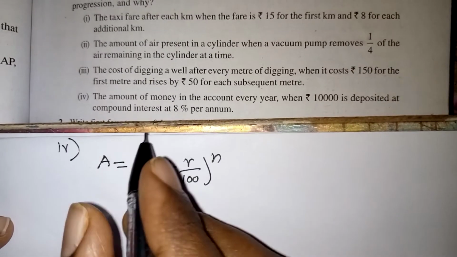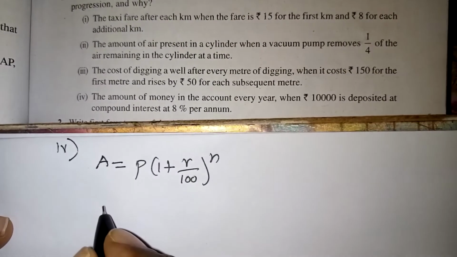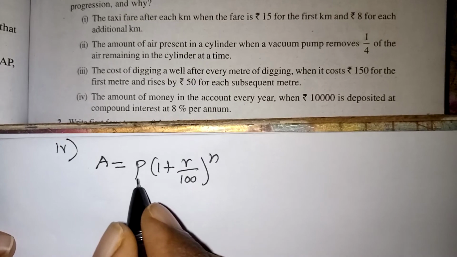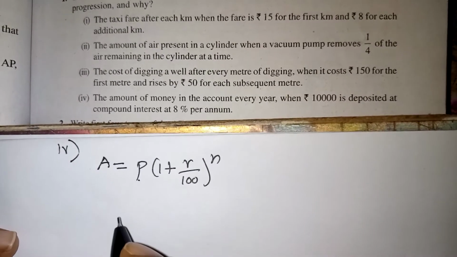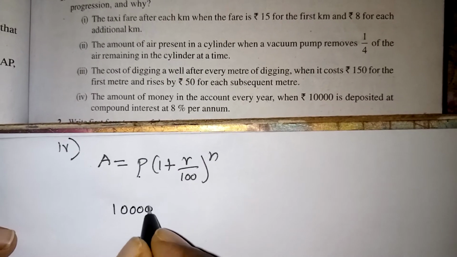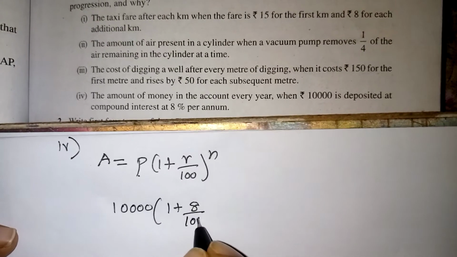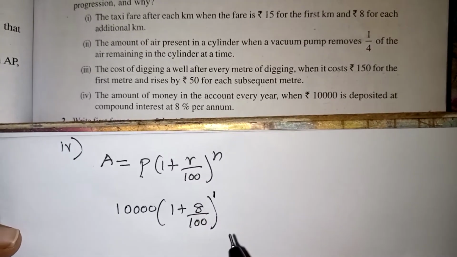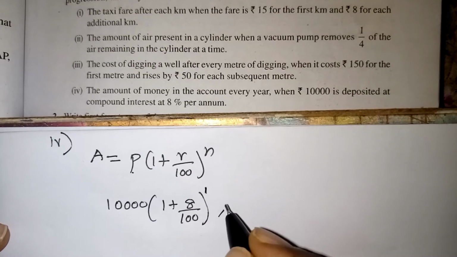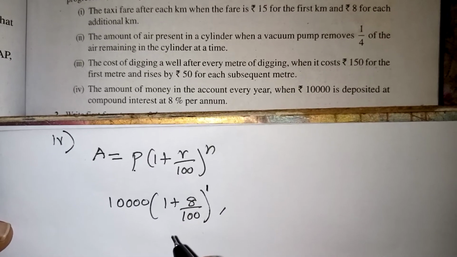So for the first year, what will be the amount they are getting? We'll check it here. For the first year, P is nothing but the principal they are depositing, that is 10,000, into (1 plus rate of interest, which is 8, by 100) the whole power n. For the first year, 1 will be written for the power. This is the amount they will be getting at the end of the first year.